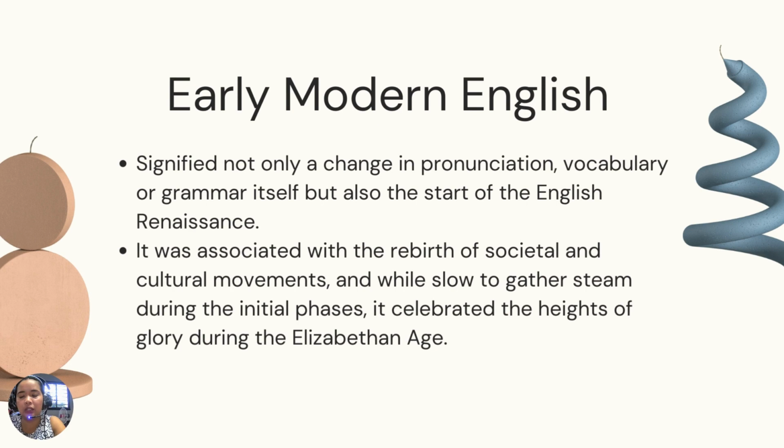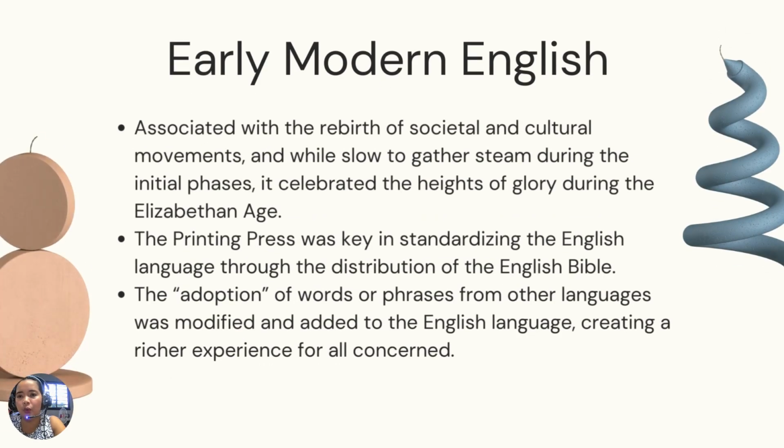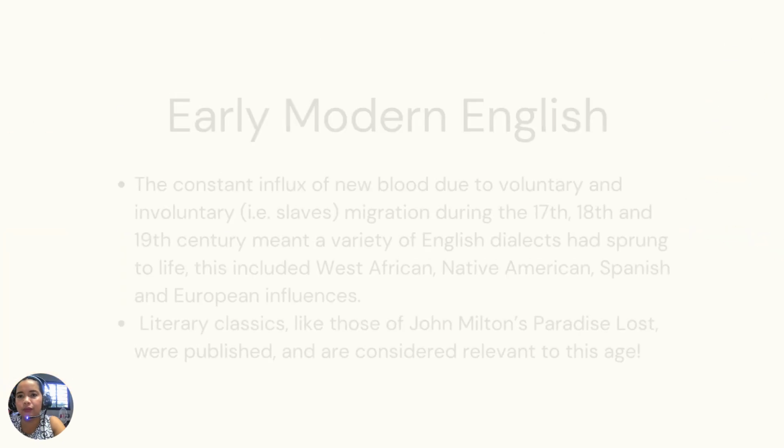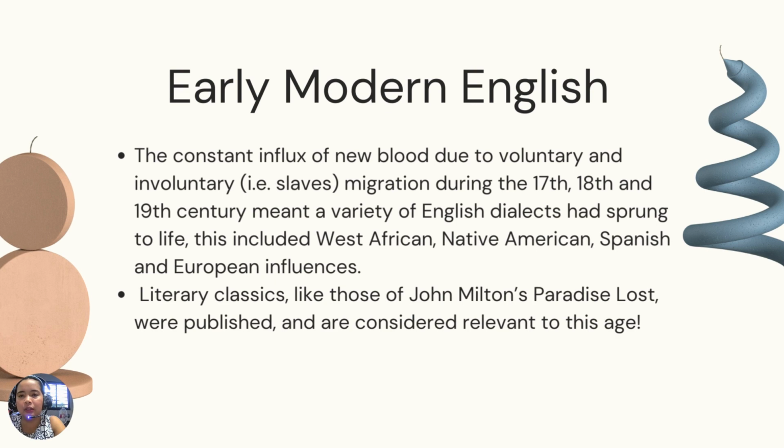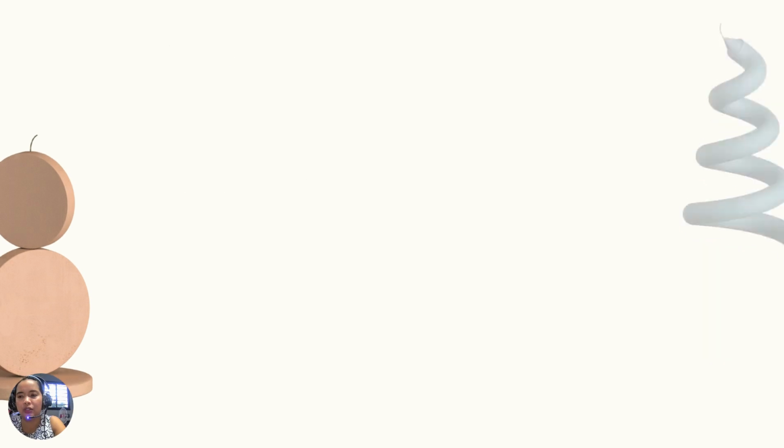and at Early Modern English, there is a significant role already of the pronunciation, vocabulary, and the grammar itself. So another is about the rebirth of societal and cultural movement from the Elizabethan age. So there you go with Early Modern English. And here also under Early Modern English, there is already emigration of varieties of English dialects from West African to Native American, Spanish, and European. So here, there are some well-noted literature that were published and considered relevant to this age already.